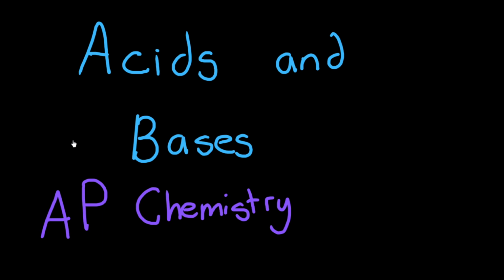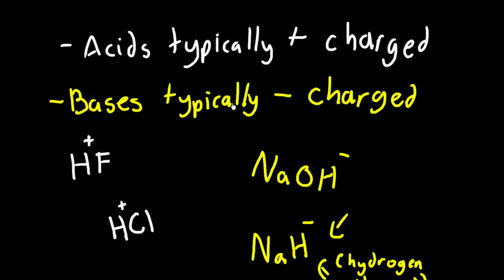Today, we're going to go over acids and bases in AP Chemistry. So, typically, the hydrogen atom in acids is positively charged, while the hydrogen atom in bases is negatively charged. Since fluorine and Cl have a -1 charge, hydrogen is going to have to be +1 to bond with them.